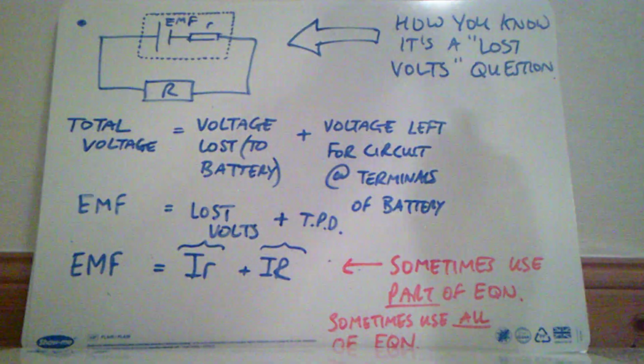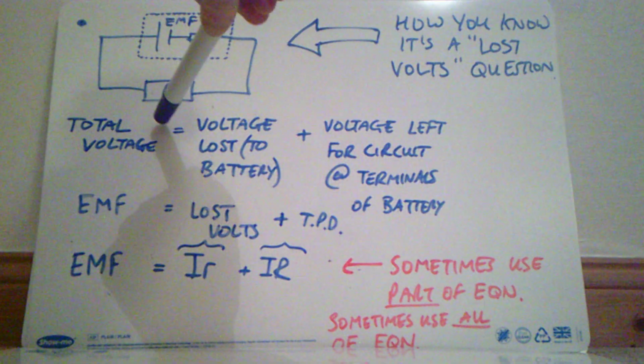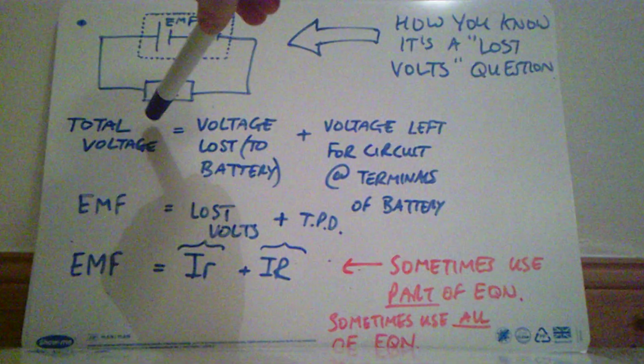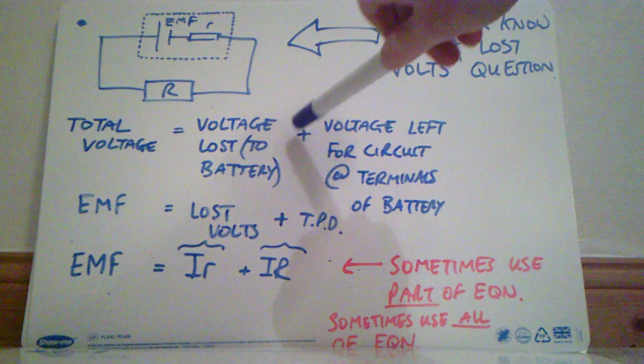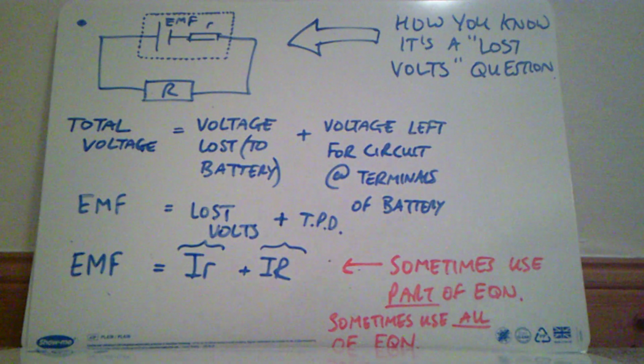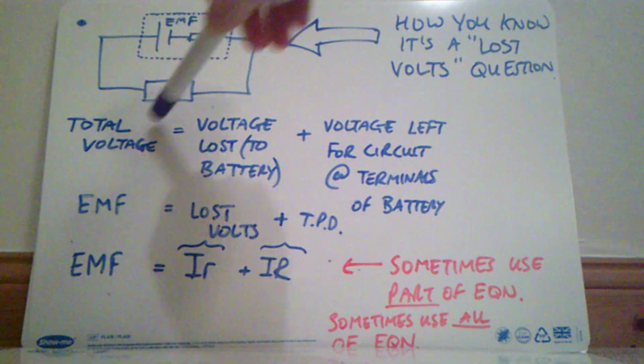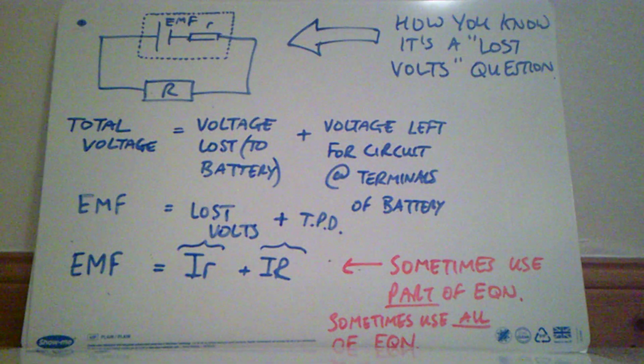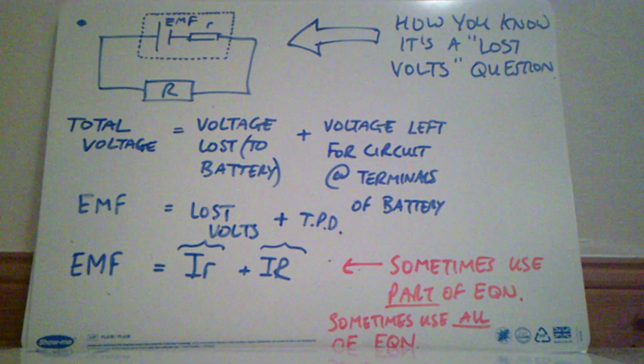So this formula kind of makes sense. The total voltage from the battery equals the voltage lost to the battery plus the voltage left for the circuit at the terminals of the battery. Now we've got a formula here which essentially says voltage equals voltage plus voltage, and that would be potentially confusing, so we give different names to the different voltages.